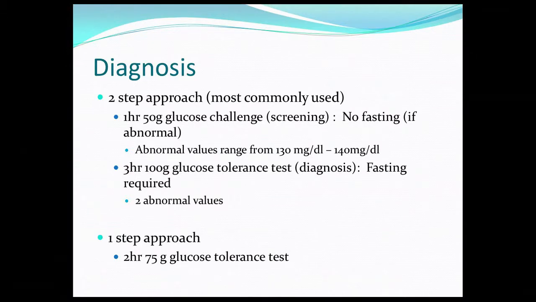As I discussed before, the other approach is the one-step approach, which is not commonly used. It's a 2-hour, 75-gram glucose tolerance test. The reason many physicians don't use it is because it over-diagnoses gestational diabetes, which means it puts about 18% of the people as having abnormal results when it's really around 6 to 7, 8%.